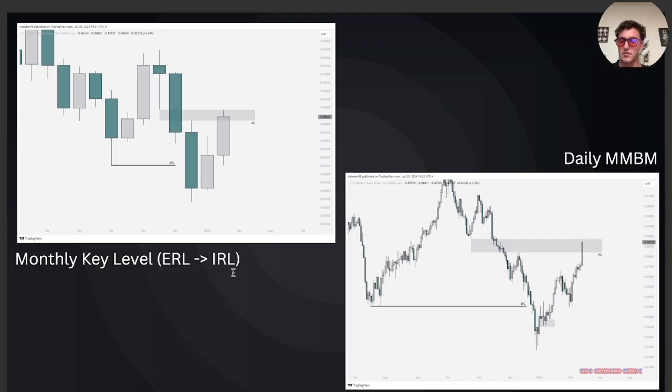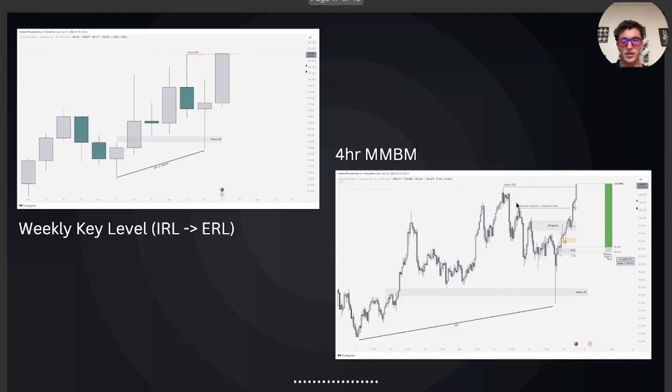So that is the monthly to the daily, and now we'll go from the weekly to the 4-hour, and you can see here price takes us into a weekly internal range liquidity pool, and then we can frame the reaction off of that weekly internal range liquidity pool on the 4-hour and frame a 4-hour market maker buy model to that external range high that we have here.